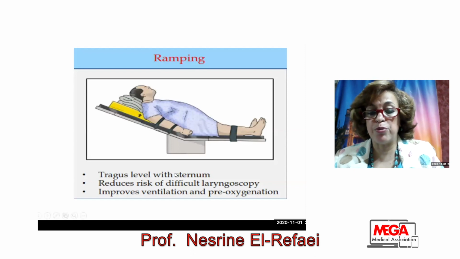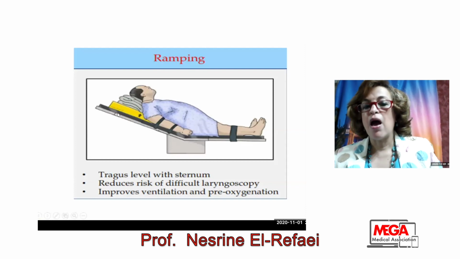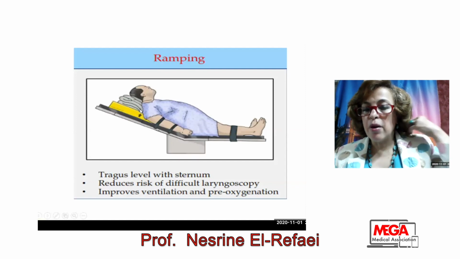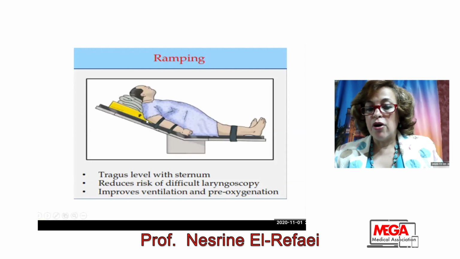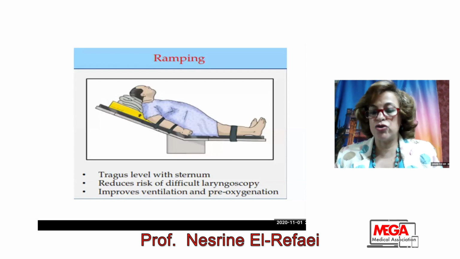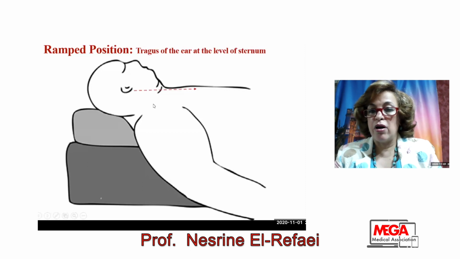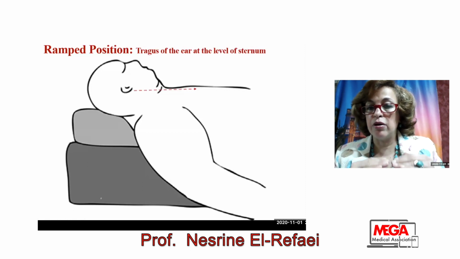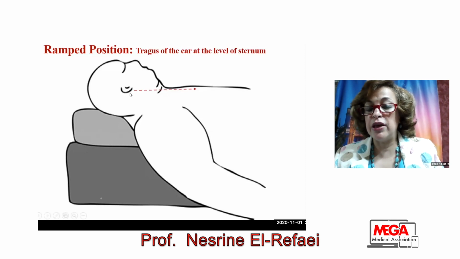Here is the ramped position. We put the head up and put pillows behind the patient's head and the upper trunk. It reduces the risk of difficult laryngoscopy, and improves ventilation and pre-oxygenation. How do you know that you have applied a good ramping position? When you have the tragus of the ear in the same line with the patient's sternum.